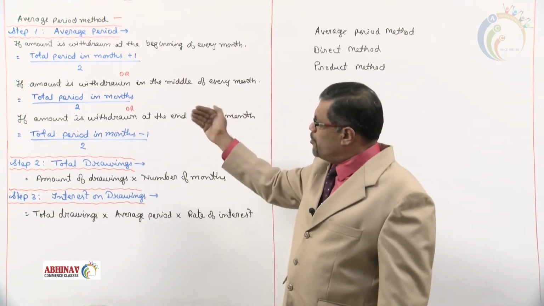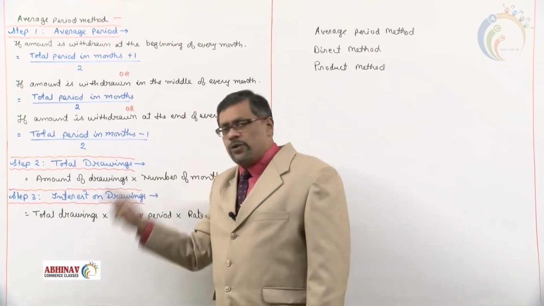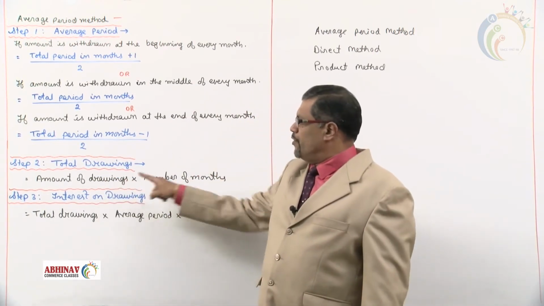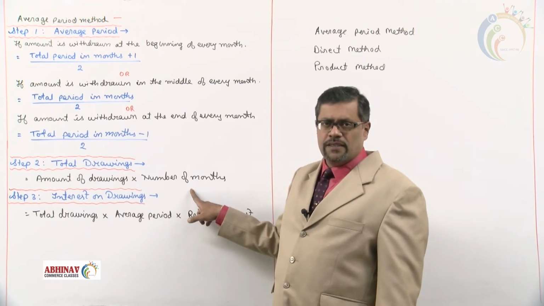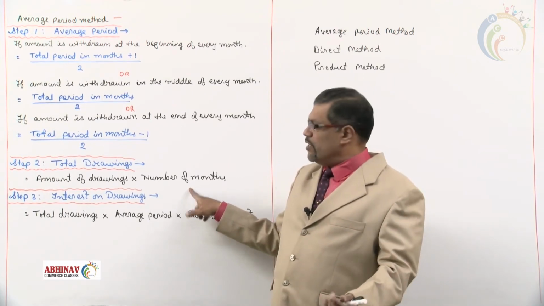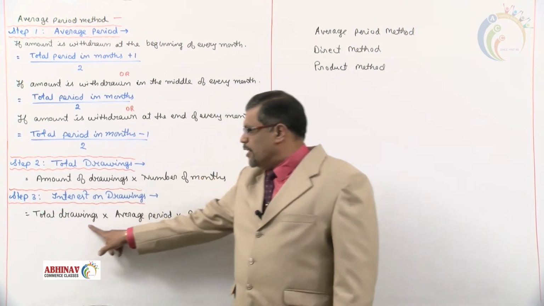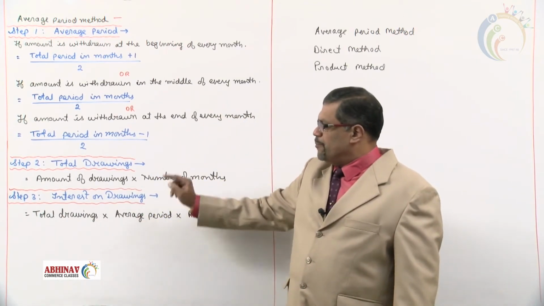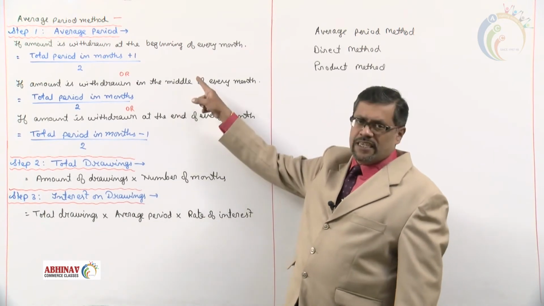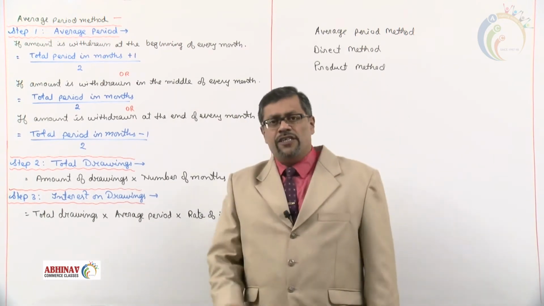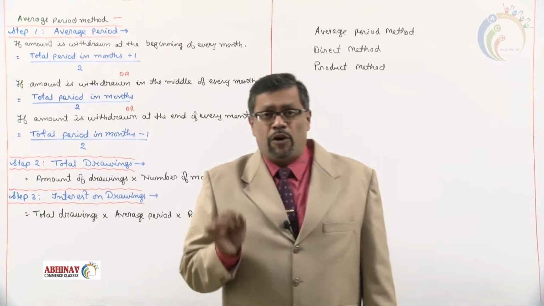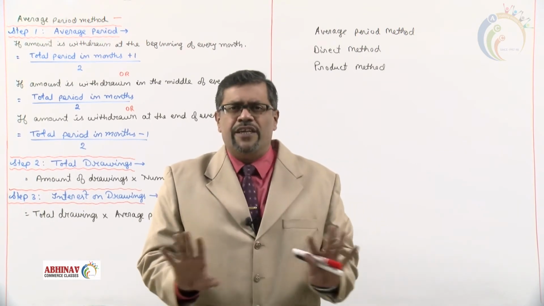Once you get the average period, step 2, find the total drawings: amount of drawings into the number of months. We get the total drawings. Once you get that, step 3, interest on drawings: total drawings from step 2, times average period from step 1, times the rate of interest which will be given to us in the problem. This is the average period method.